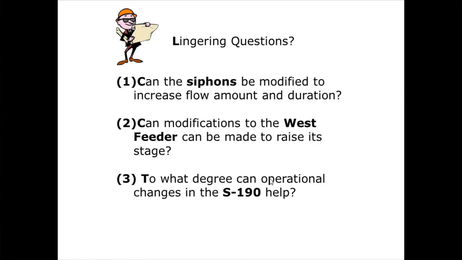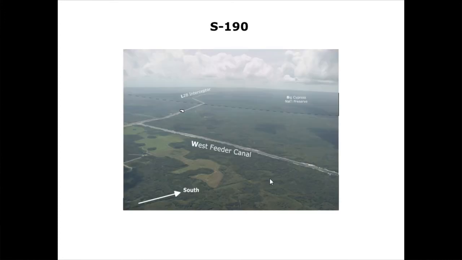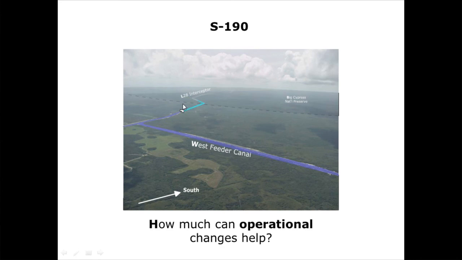And finally, number 3, to what degree can operational changes in the S190 help? And here's an overview of the S190. There's the S190 there. To what degree do operational changes help? As we've seen over the past 2 years, we've had the headwater at the top of its historic range, but it's still not high enough to send water to the free flow south from the west feeder. So I think the operations have to be looked at in tandem with some other engineering modifications as well, if we want to fold these environmental releases into the full solution.